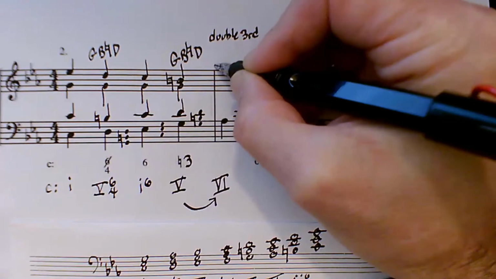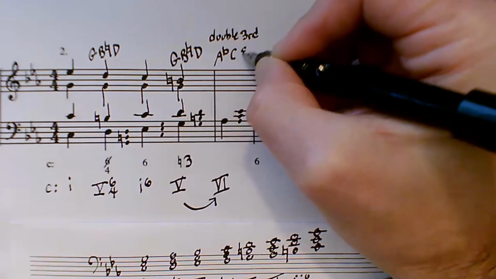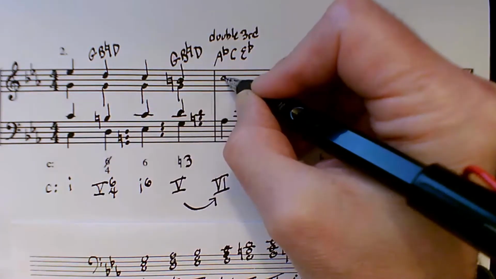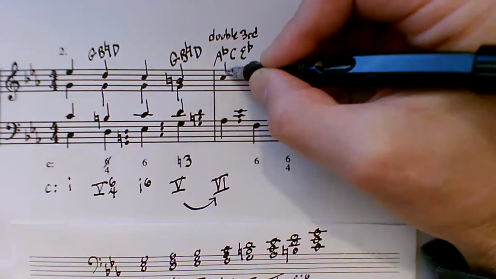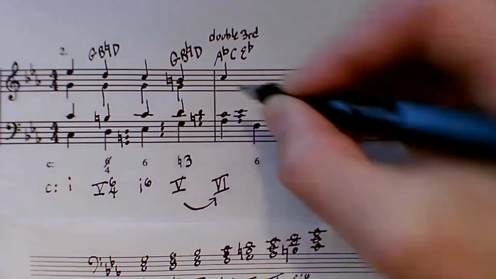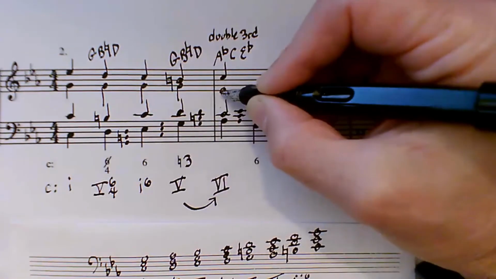So my pitches of the 6th chord are A flat, C, and E flat. And I'm going to go ahead and put the C in first. And then I'll go ahead and double the C right here. And then finish with the E flat, like that.